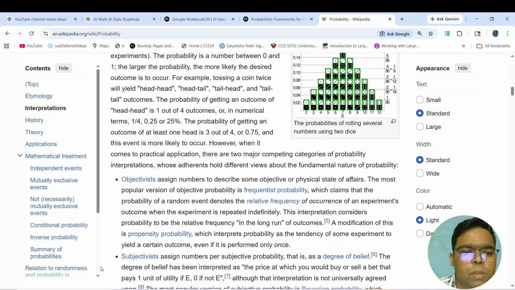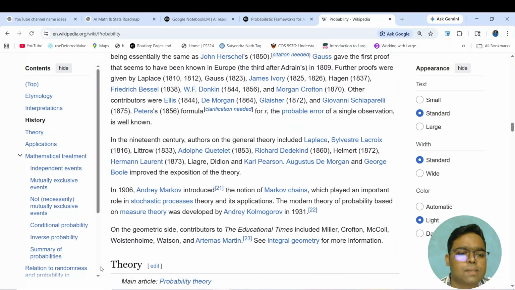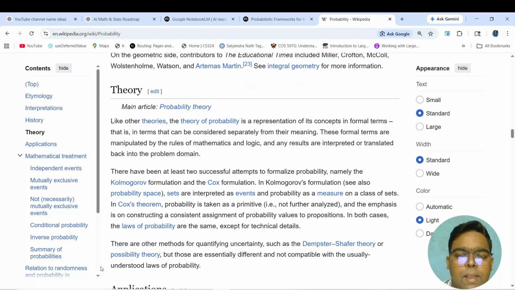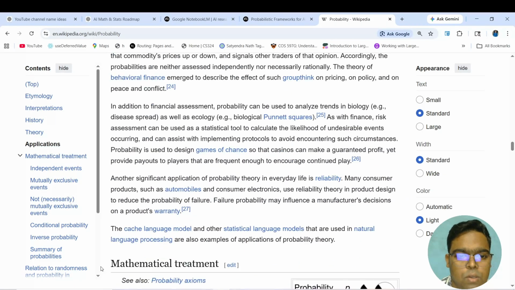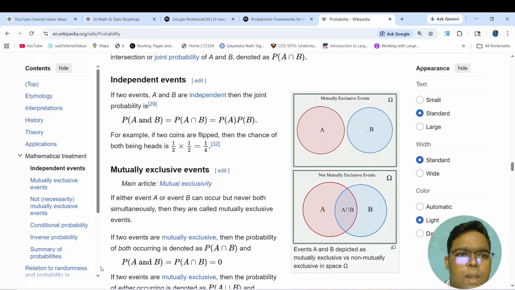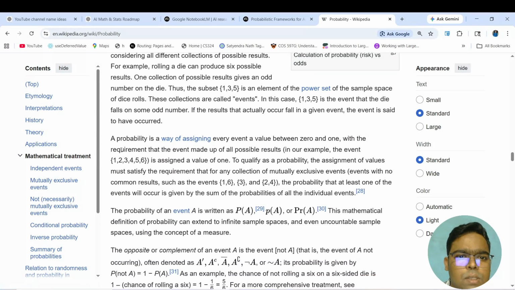Let me give some examples, you will understand better. Let's say a die is rolling. If I say the probability of a 1 happening, that is 1/6, right? With the requirement that all events are possible.